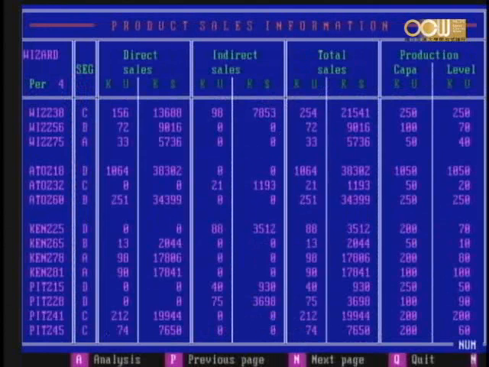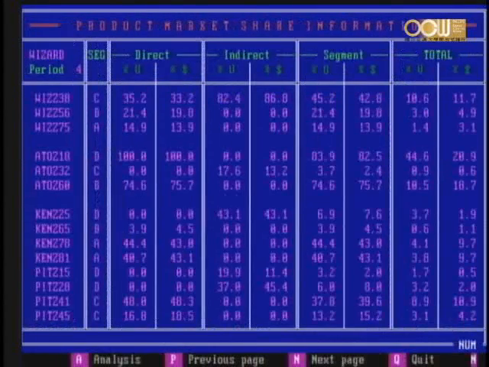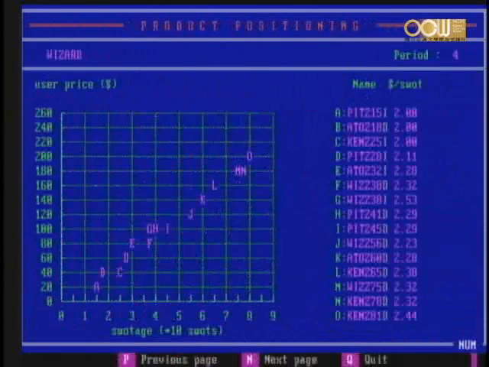And product sales information, this is about the competitor. If you look at that carefully, all right? So Wizard, Atoll, and Cairns, and Pitts. And again, the last 2 companies, they produce 4 products. This is their market share. And you can see that Cairns is very strong, and so on, okay? These are the charts I showed you before.